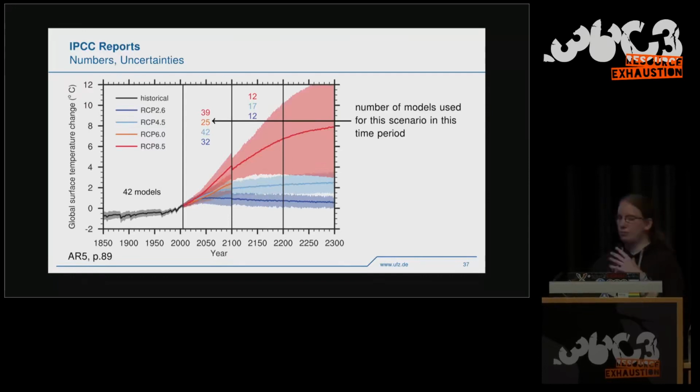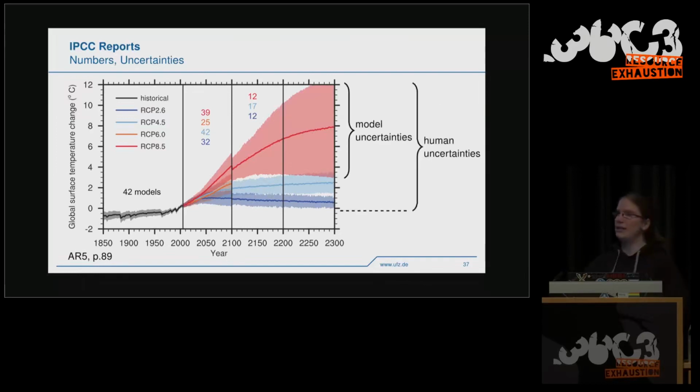As I said, there are lots of models compared, and we even have different models for the different time periods. So until 2100, there are 39 models for the RCP 8.5, and for all the rest, there are 12. And you see this little gap, this line break at 2100, and that is caused by the change of numbers of models that took part in this project.